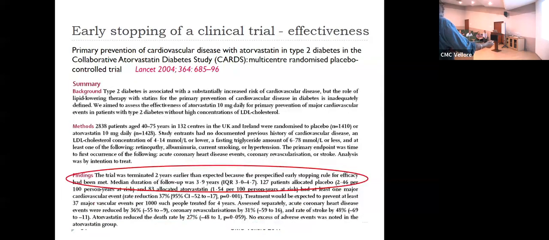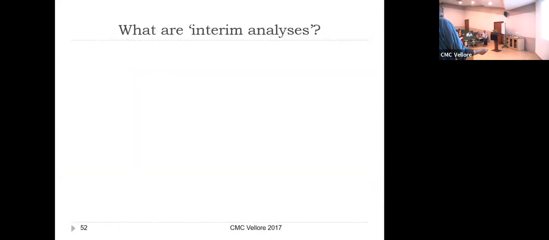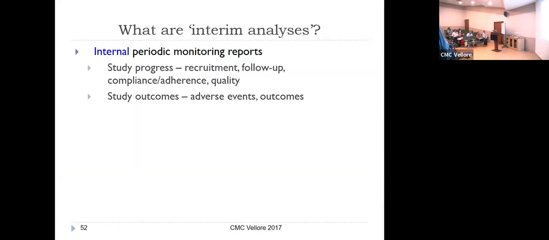More commonly, the stopping rule for efficacy was met. How do they come up with these stopping rules? And what are interim analyses? Interim analyses are of two types. There are the internal periodic monitoring reports that the study team does to assure themselves we're doing the study well, but they are blinded as to who's getting what and what the treatment effects are.